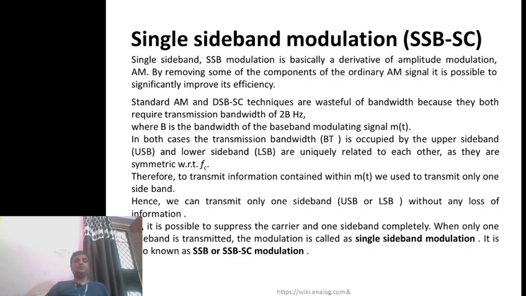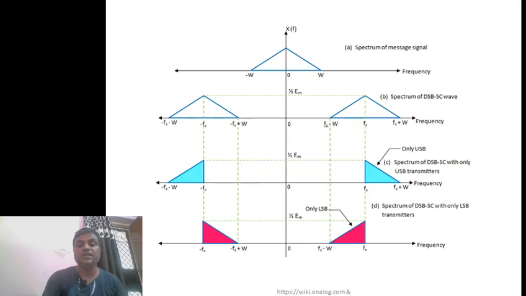So in this single sideband case, what we can do is transmit only one sideband and suppress the other sideband, so that more saving of power is possible in single sideband modulation. It is possible to suppress the carrier and one sideband completely. When one sideband is transmitted, the modulation is called single sideband. So we choose either single sideband or double sideband transmission of a signal.